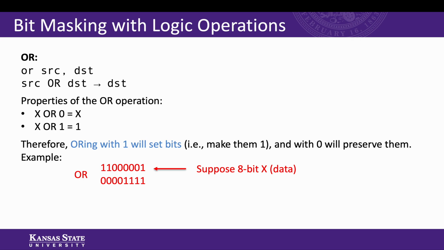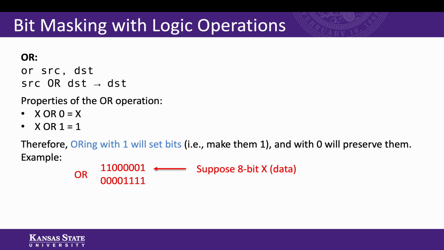Let's look at the second property there. X OR 1 is a 1. If X were 0, 0 OR 1 gives me a 1. And if X were 1, 1 OR 1 gives me a 1. So in this case, it doesn't matter what X is. If I'm ORing it with 1, I get a 1. Because of those two properties, we can use that to set bits.